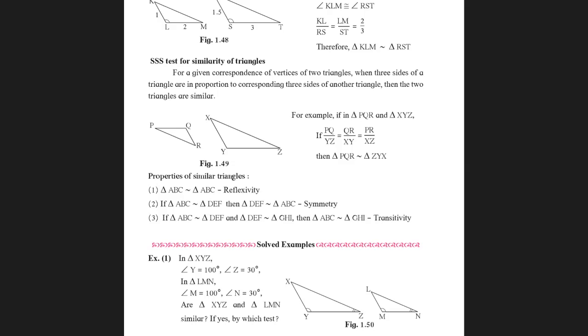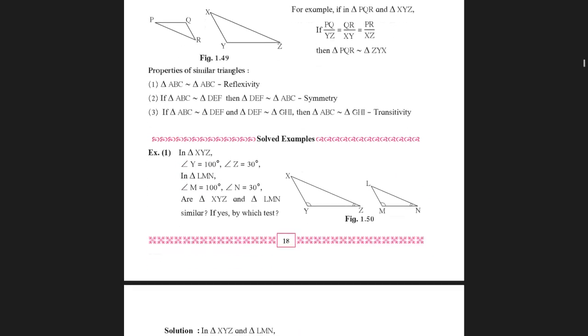And the third, triangle ABC similar to triangle DEF. Triangle DEF similar to a third triangle GHI. Then the first triangle ABC similar to the third triangle GHI. Because of the common triangle DEF, the property is called transitivity. Okay. Now this is just a revision because we have learned about this in the case of segments. Exactly the same holds true even for triangles. All right. So we have learned the properties.